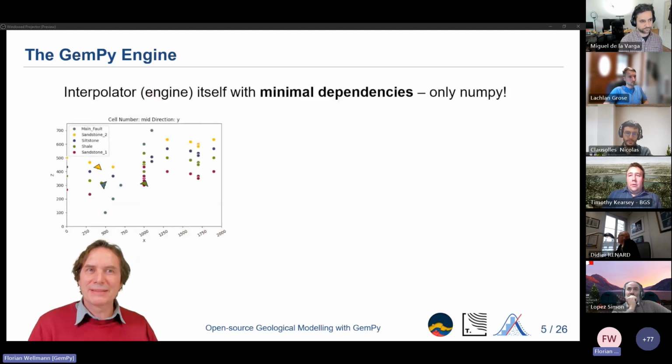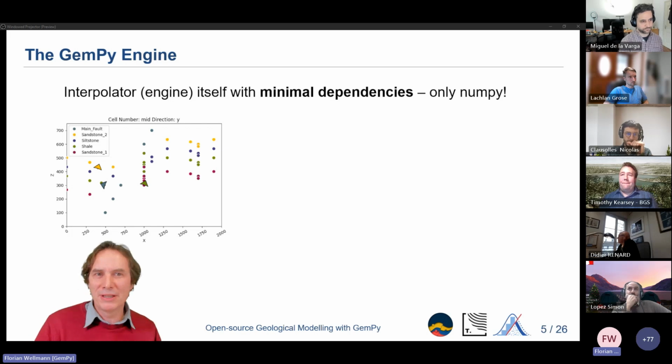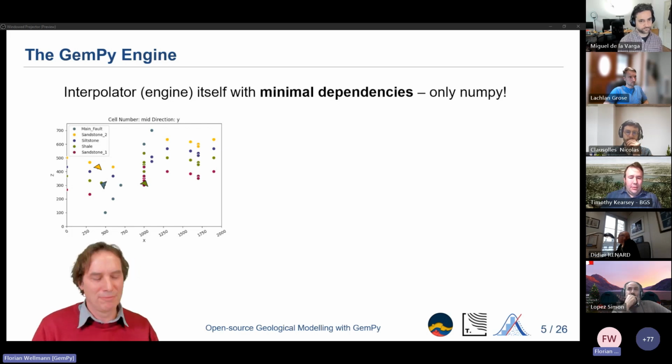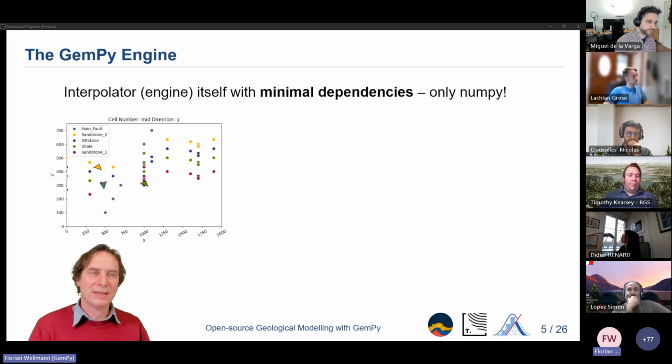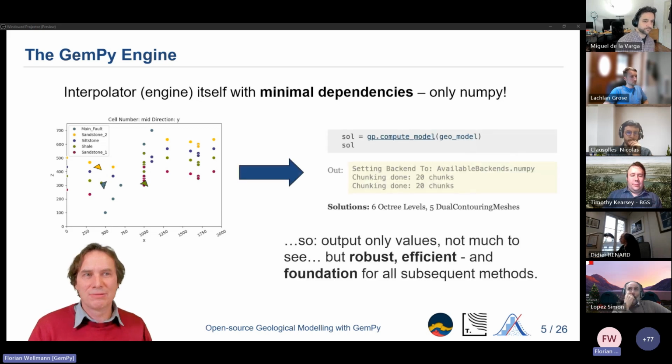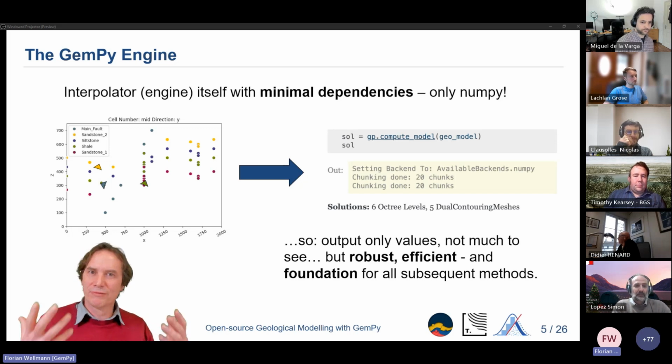What does this look like? The interpolator itself really has minimal dependencies, which is one of the core features of the new developments. So you take an input, as you can see here. We have surface points, we have orientation values shown here with these arrows. And the main point is actually that creating a model out of these points is as simple as typing basically one command in Python. The point is here, minimal dependencies, only NumPy, which means that it will install on any system very easily.